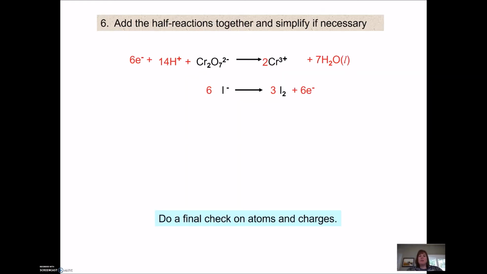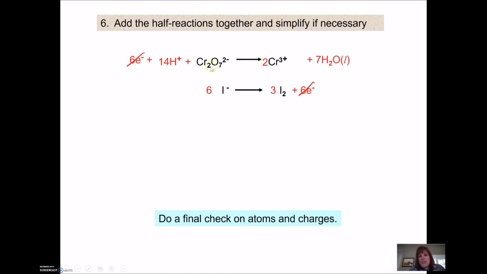All right, so here are those reactions. What we're going to do is simplify first. I like to simplify first, and then we're going to put them back together. So what you're going to do is look at the reactants in the first reaction and compare them to the products in your second reaction and see if anything's the same. If we look here, we see we have 6 electrons in the reactant side of the first reaction and 6 electrons in the product side of the second. So we're just going to cross those out. Those are going to cancel each other out.